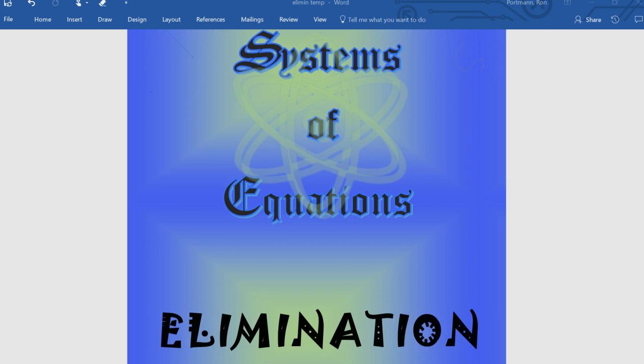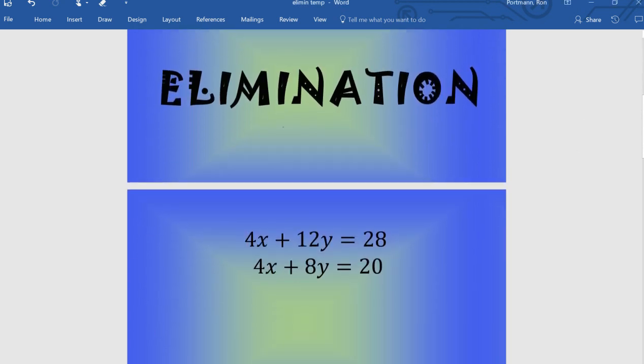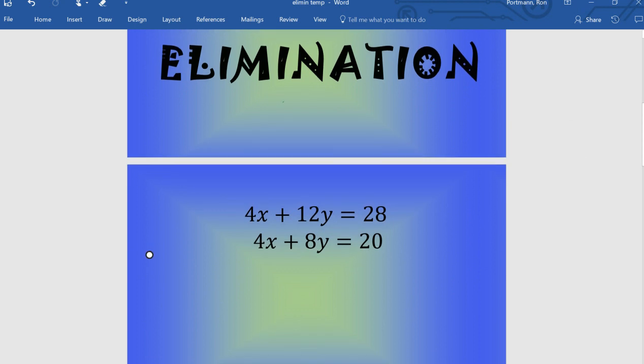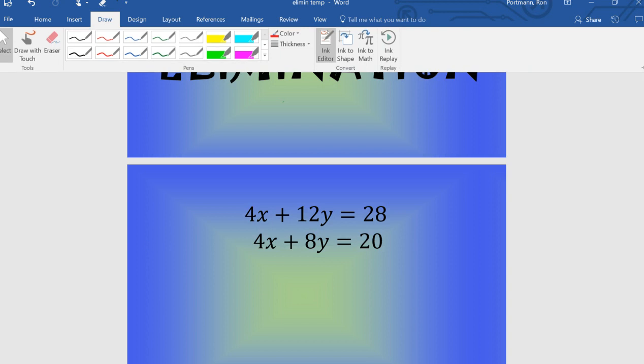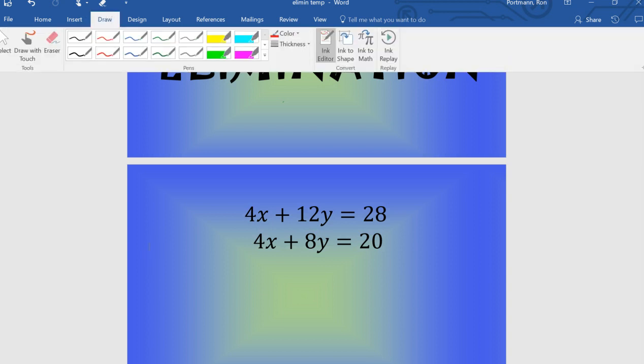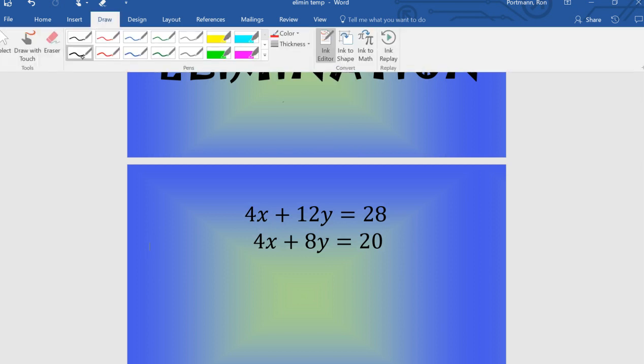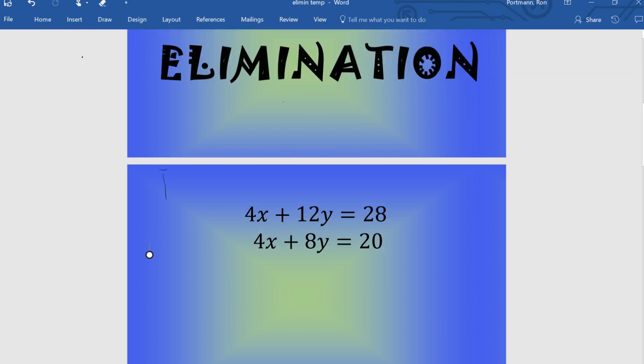The substitution method you are going to want to use if a variable is by itself. So if you have one equation in slope-intercept form, one in standard form. What we're going to look at now is if they are both written in standard form, which is what we have here for this first question. So let's look at this one and I'll show you how we're going to negotiate this question. We'll just call this example 1.